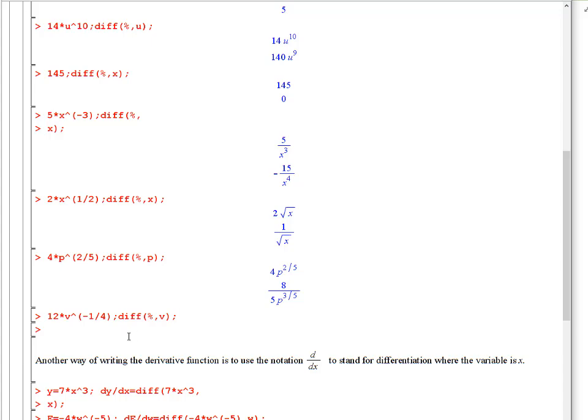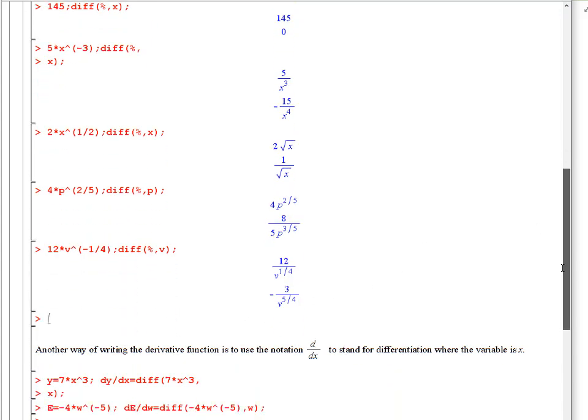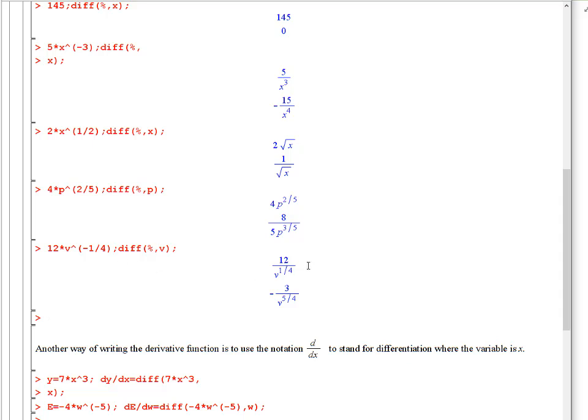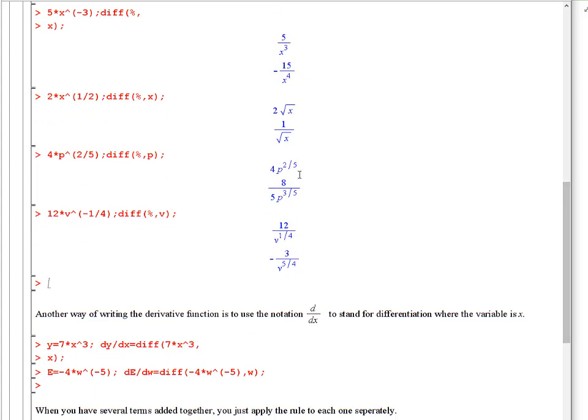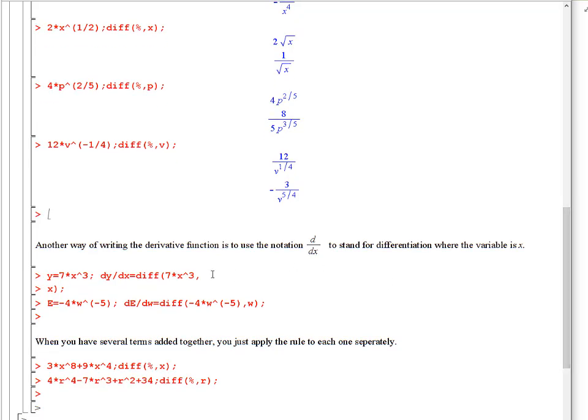And then the last one, 12b to the power negative quarter. So 12b to the power negative quarter is the same as 12 divided by b to the power quarter. So that's the original question in a different form. And then differentiate. This is negative a quarter, so negative 1/4 times 12 is negative 3. And then negative 1/4 goes down by 1, becomes negative 5/4. So again, please ask me about any of these if you're not sure what happened there in the live session.